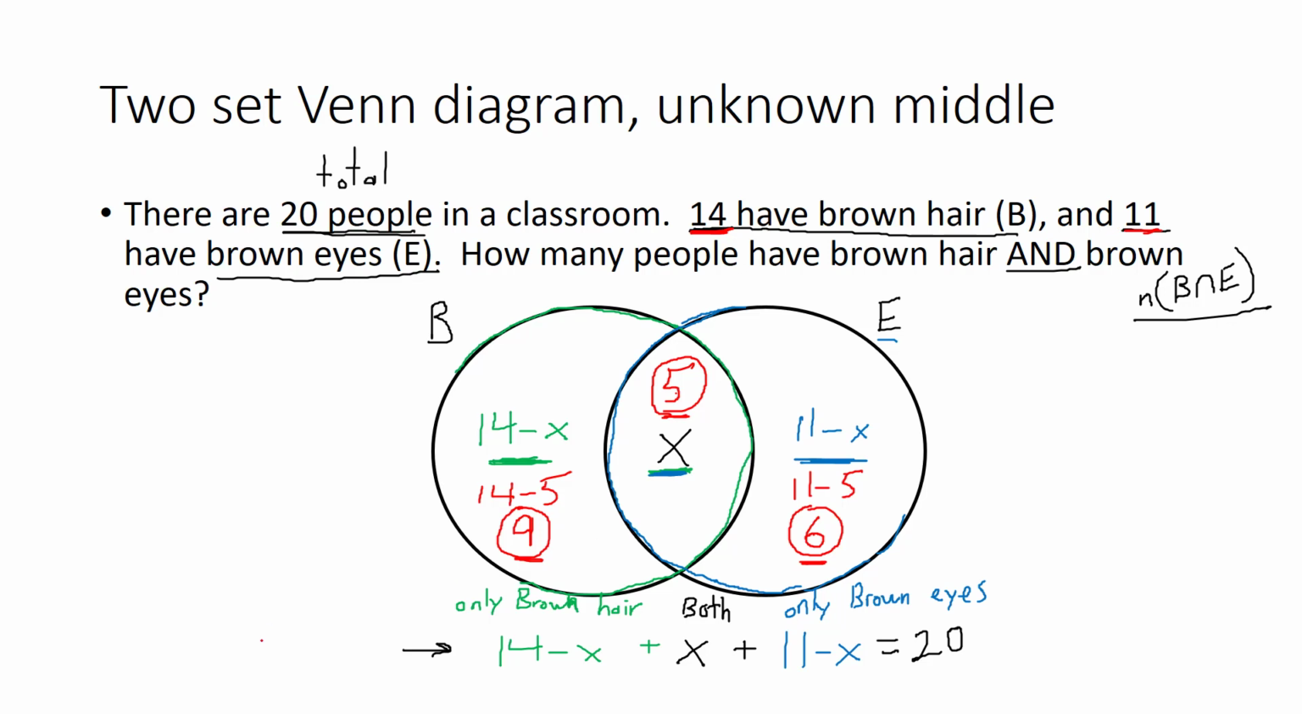Once again, that active read is important because we need to make sure what we're trying to really find. We want the both. How many people have both brown hair and brown eyes? That's the middle sector. When you're solving a Venn diagram, you have to remember exactly what you're solving for, because in this case we are solving for this middle sector, but that's not always the case in every question. So make sure we go back to what we are actually being asked. How many people have brown hair and brown eyes? 5.